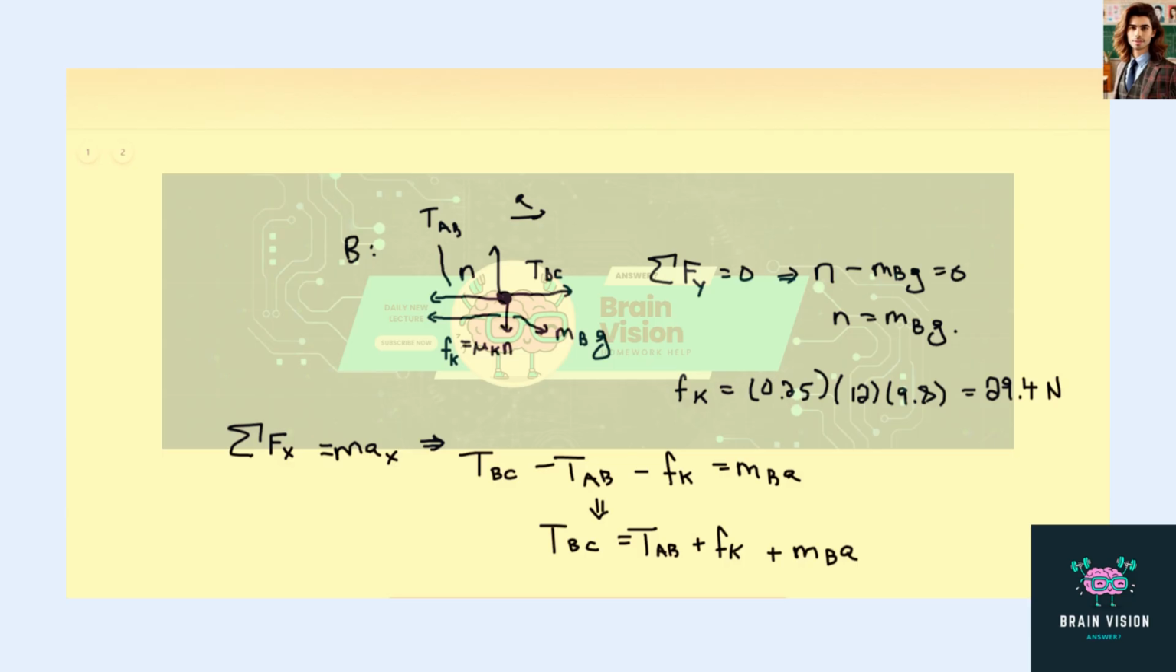At this point, we know all of these. We found this on the previous page. We just calculated this to be 29.4. We know the mass of B and we know a. And so plugging in all our knowns, we get that T of BC is equal to 100.6 newtons.